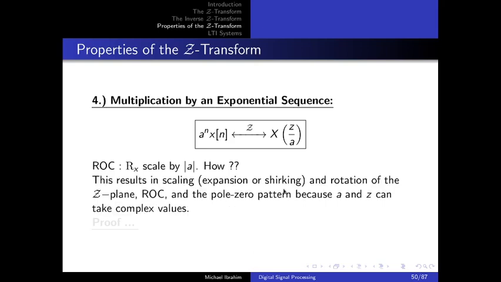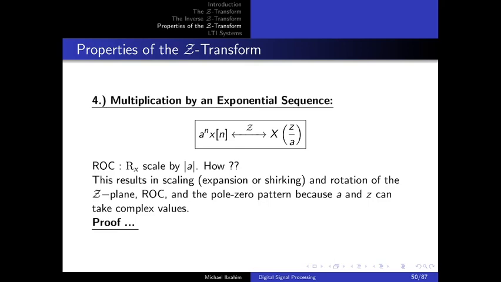And this will also result in expansion or shrinking and rotation of the ROC. So basically, when you multiply the sequence in time domain by a to the power n, you result in expansion or shrinking of the ROC and the location of poles and zeros, and you rotate the pole and zero pattern.